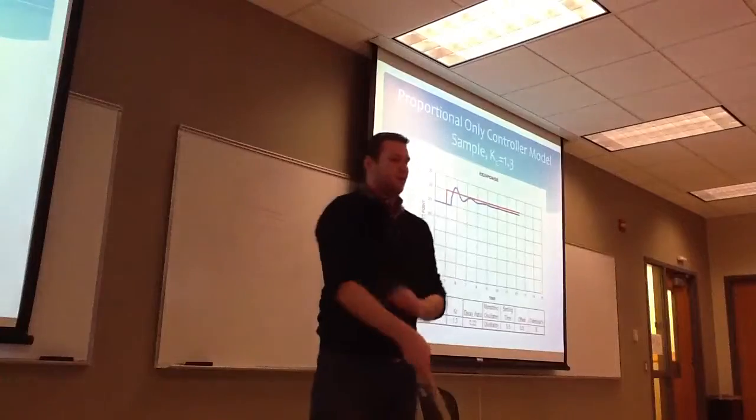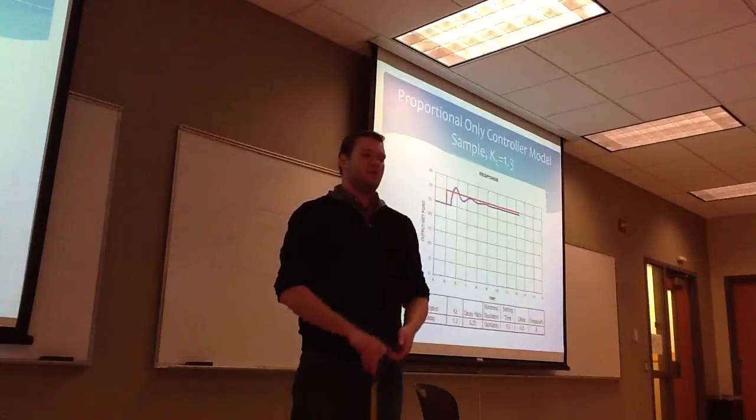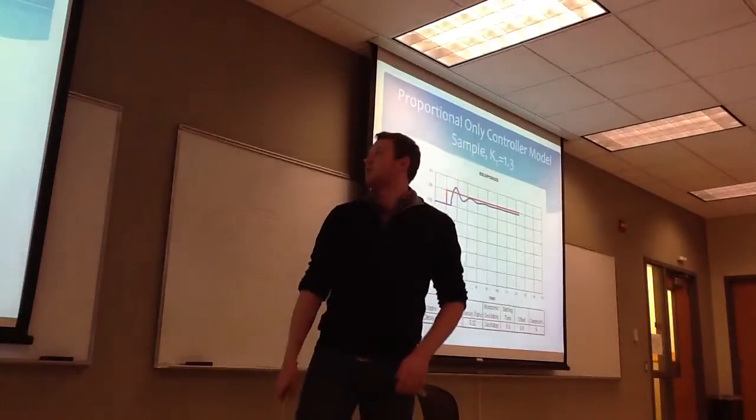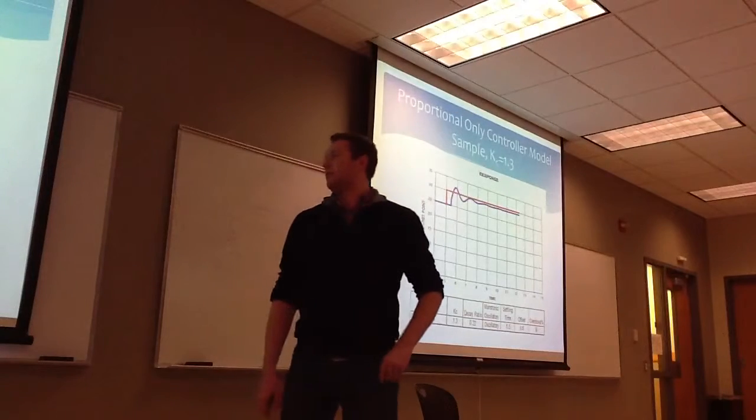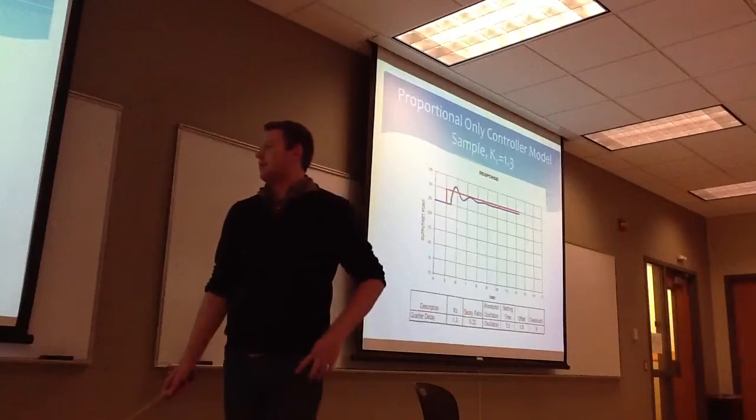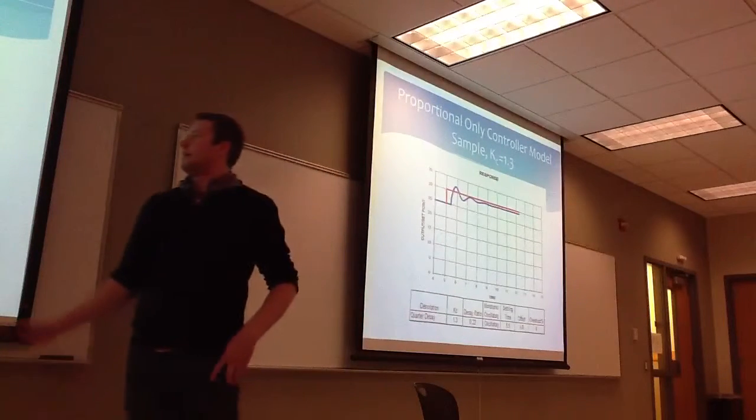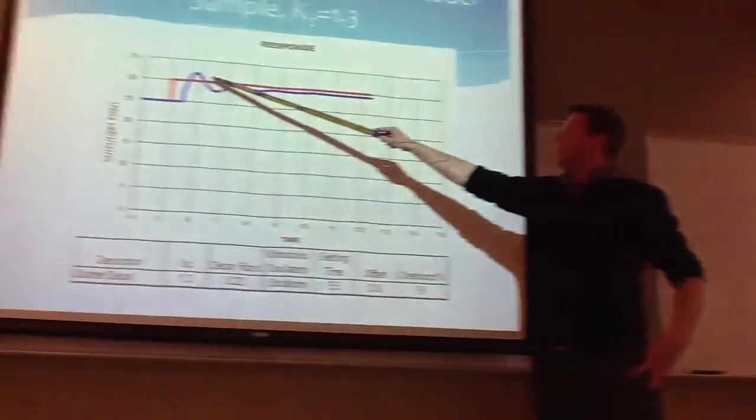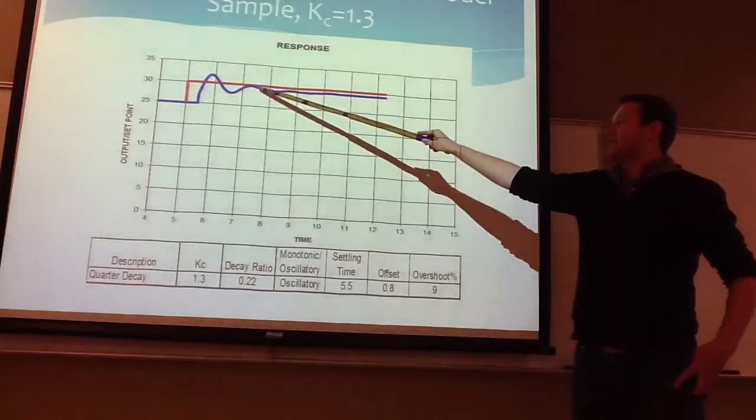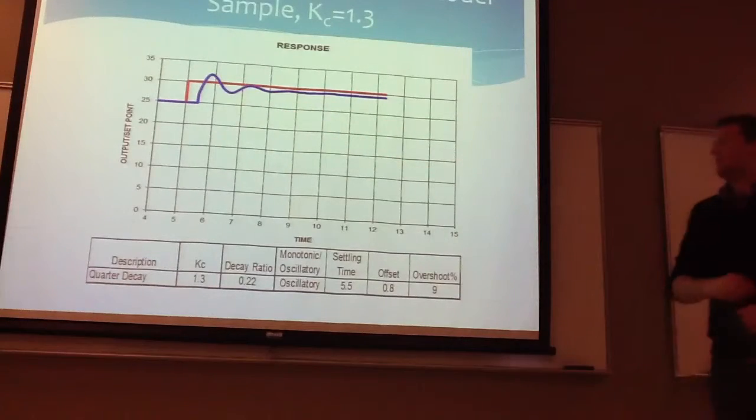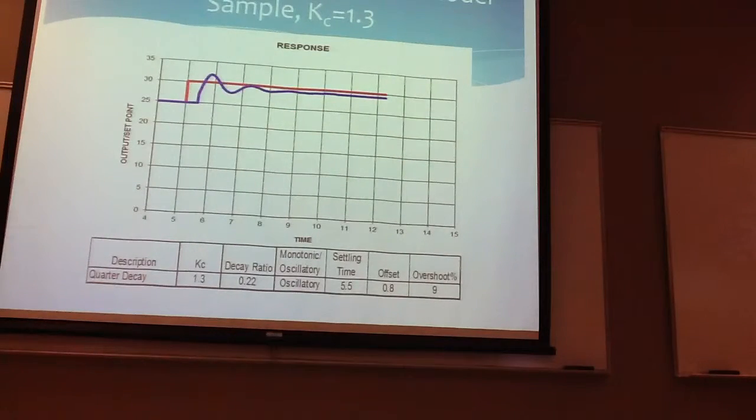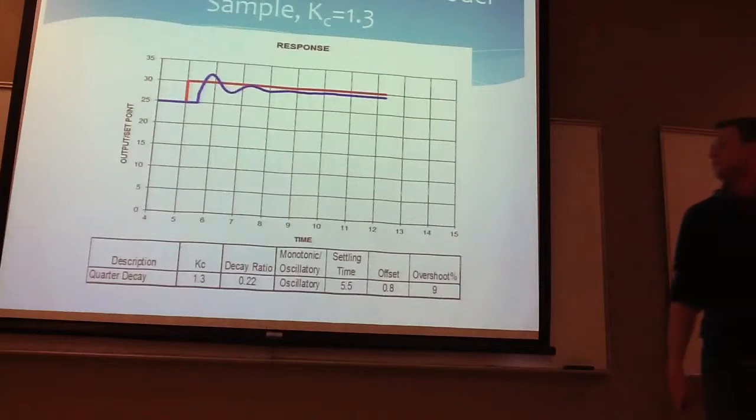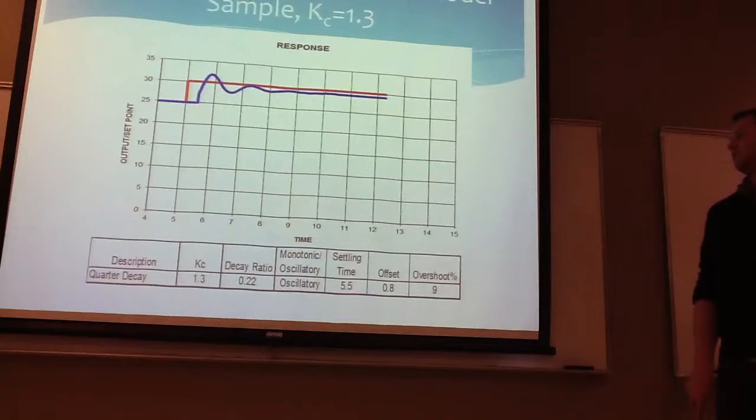This is a sample of one of our proportional only controller models. This one was at KC equals 1.3. From that, we acquired the decay ratio by taking the value of the first peak from the steady state and the value of the second peak to the steady state, and it was the ratio between the two. Then we determined whether it was monotonic or oscillatory. This one was oscillatory.